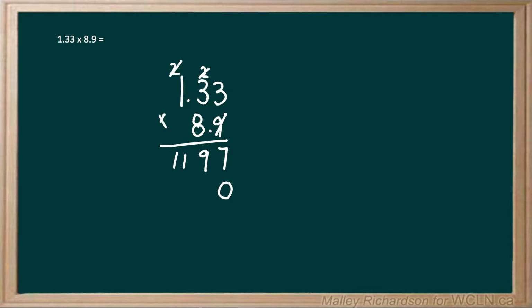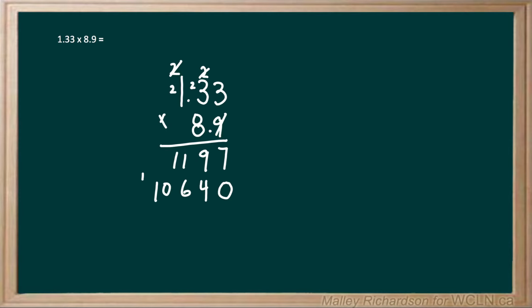8 times 3 gives us 24, so we bring the 4 down here and then carry the 2 to the next column. Now we have 8 times 3 again, which gives us 24, but 24 plus the 2 that we carried gives us 26. So we bring the 6 down here and carry the 2 to the next column. Now we have 8 times 1, which gives us 8, and 8 plus the 2 that we carried gives us 10, so we write the 10 below.